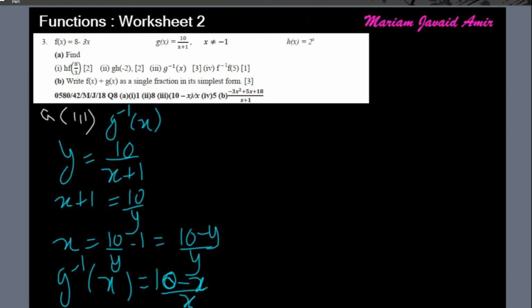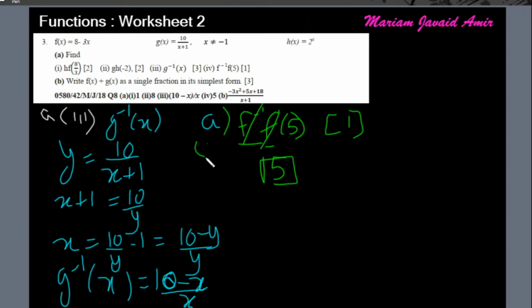Part 4 is find f inverse f5. This is only for 1 mark. So f inverse and f actually cancel each other out because they're inverse of each other, and we're left with only 5. So that's all you need to do in part 4.